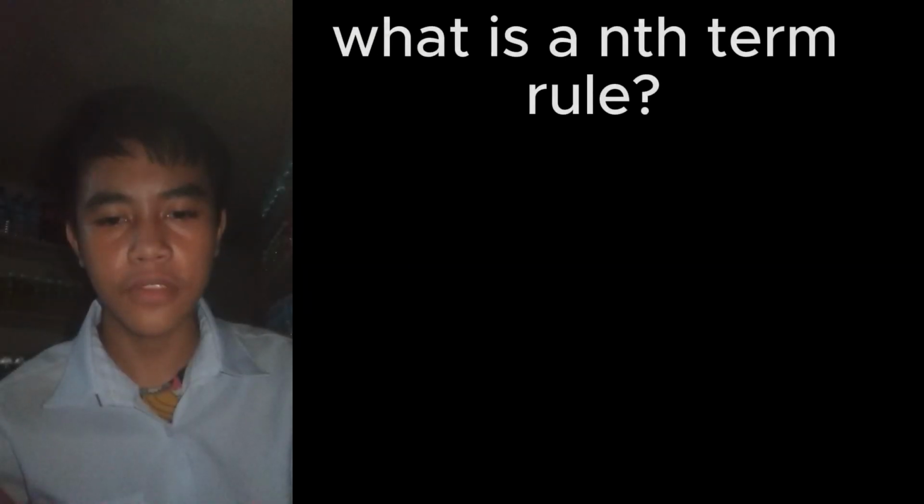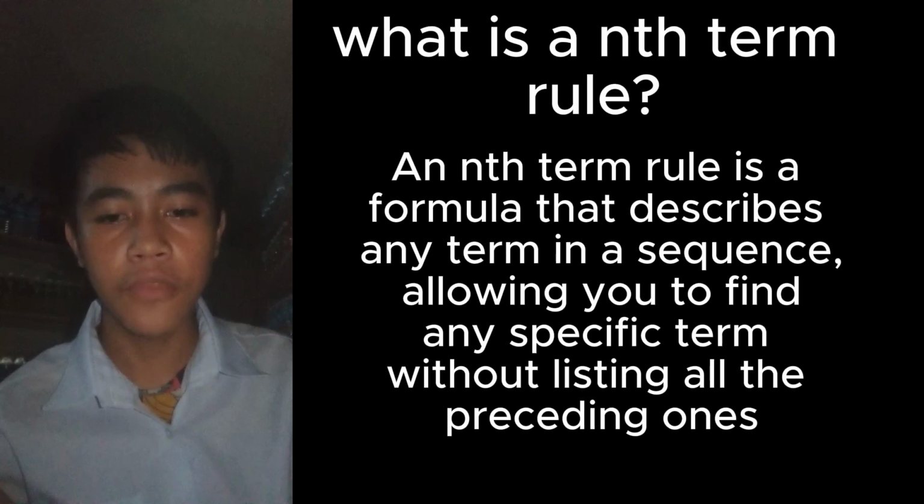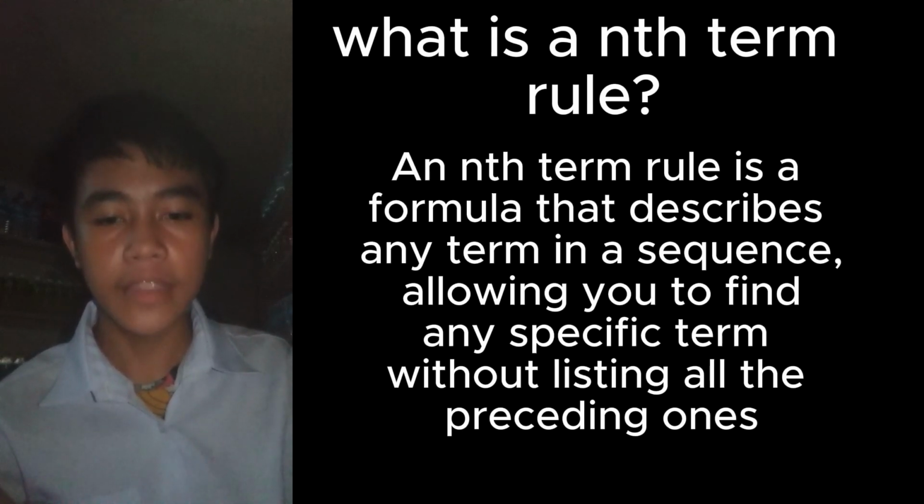What is an n-term rule? An n-term rule is a formula that describes any term in a sequence, allowing you to find any specific term without listing all the preceding ones.